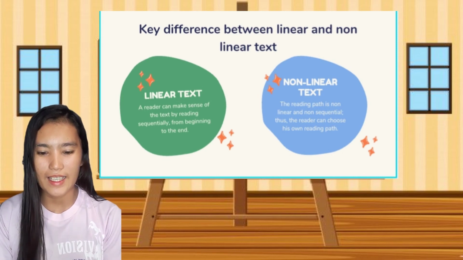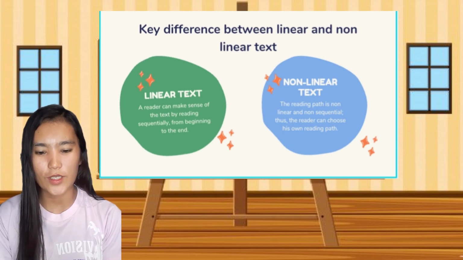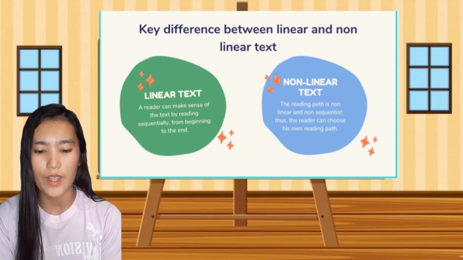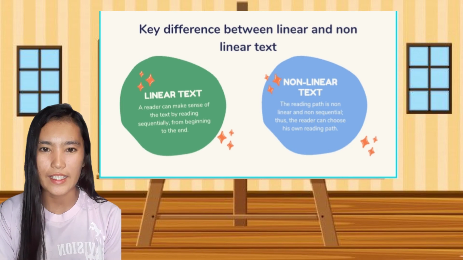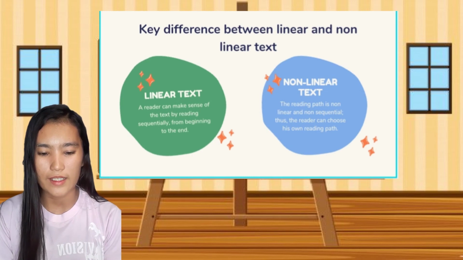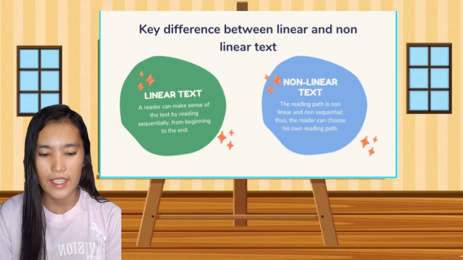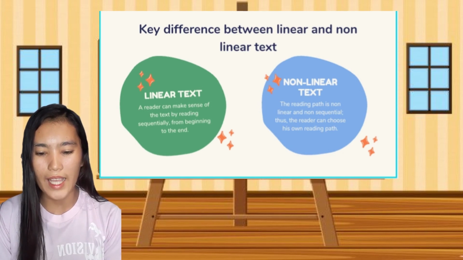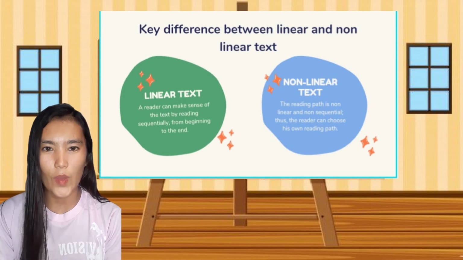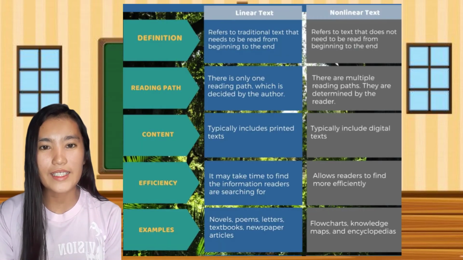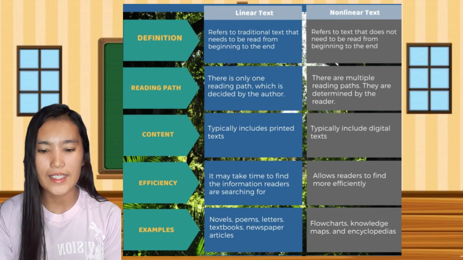Linear text, as it said, refers to the traditional text that needs to be read from the beginning to the end, while non-linear text refers to the text that does not need to be read from the beginning to the end. As their names imply, linear texts are sequential, while non-linear texts are non-sequential. So, linear text versus non-linear text.